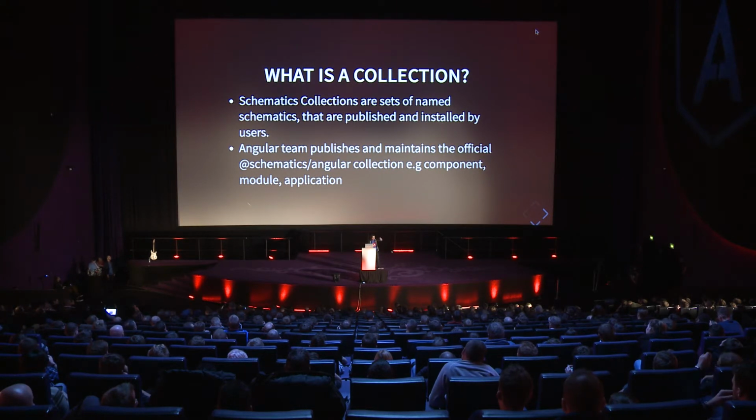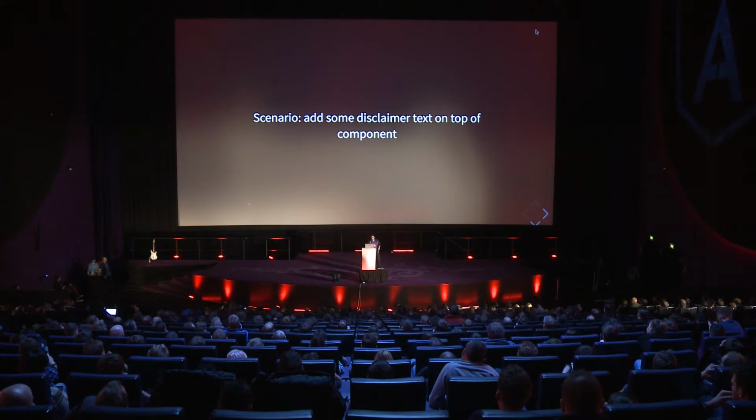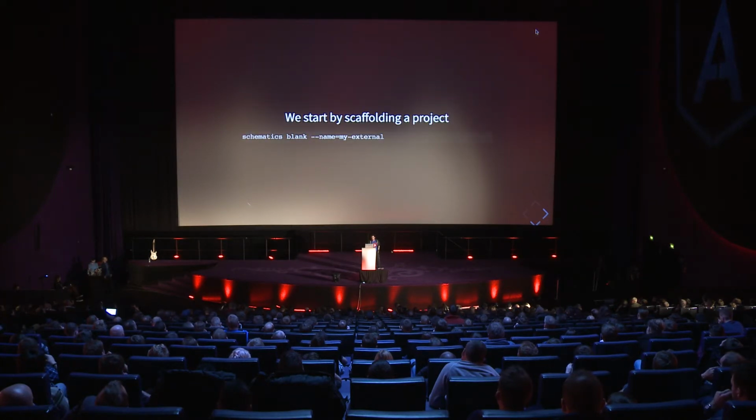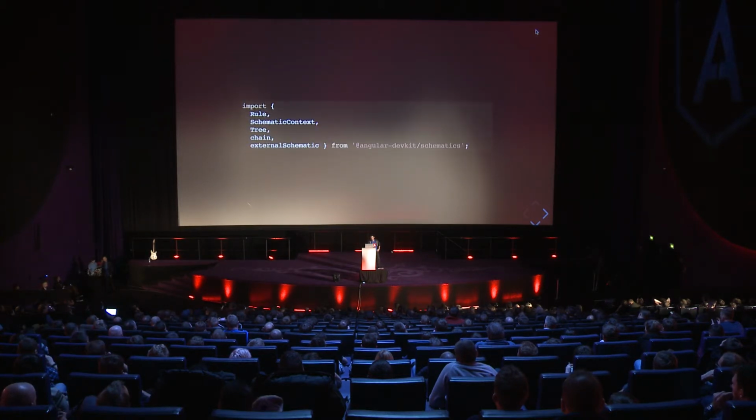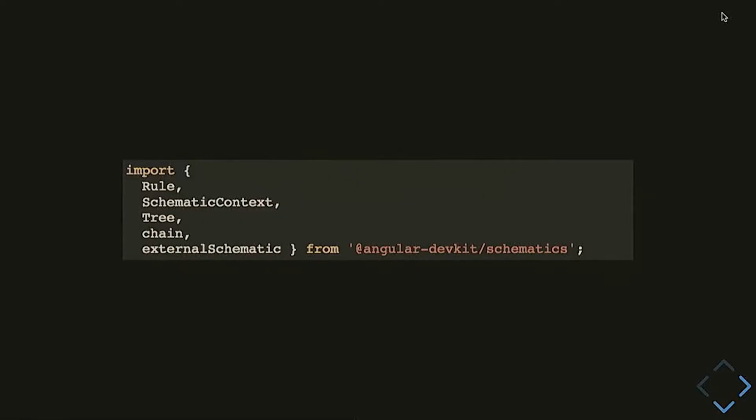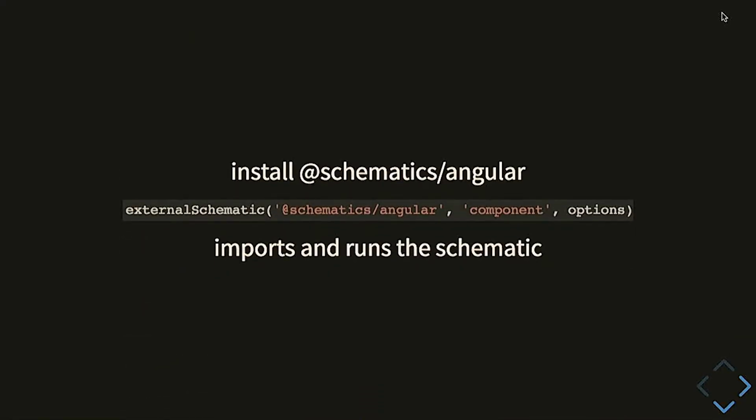So we talked about what a collection is. We said this is something the Angular team built, and they are maintaining it, and we're very thankful for that. So again, now we scaffold our own schematic project. Once we do that, it's time for us to actually write some code, right? I'm going to skip this a bit because I want to get to the interesting part. We're going to use a method here called externalSchematic. This means that we are going to use the Angular team's own schematic.